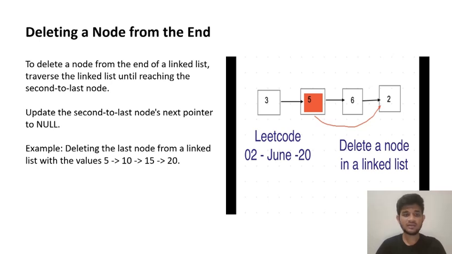Deleting a node from the end. To delete a node from the end of a linked list, traverse the linked list until reaching the second to last node. Update the second to last node's next pointer to null. Example, deleting the last node from a linked list with values 5, 10, 15, 20.